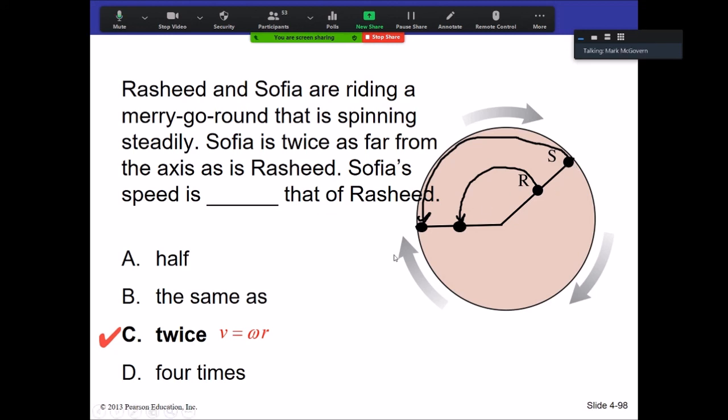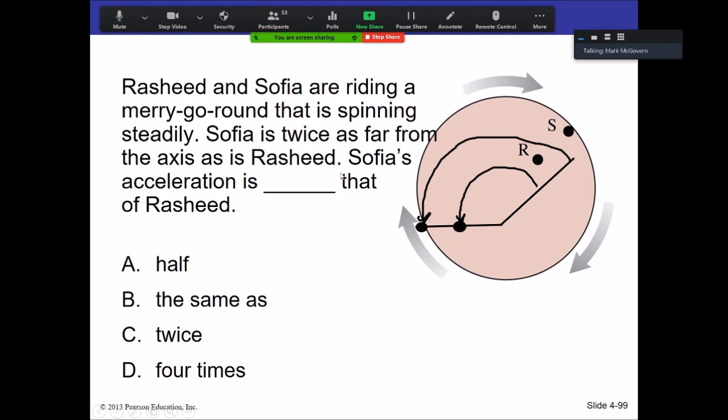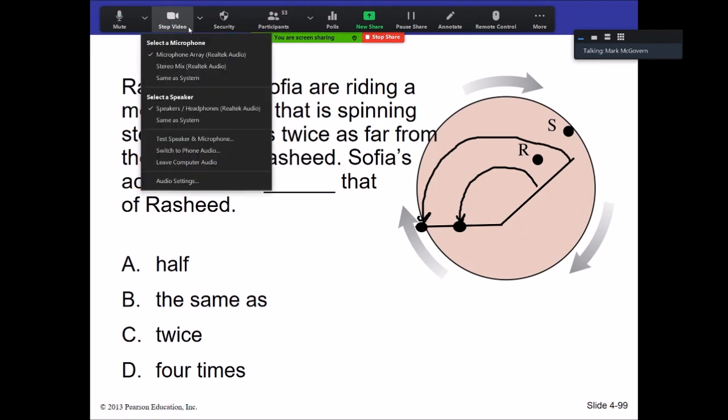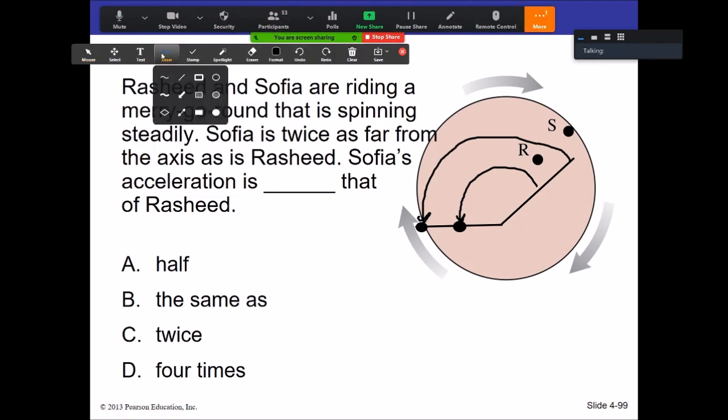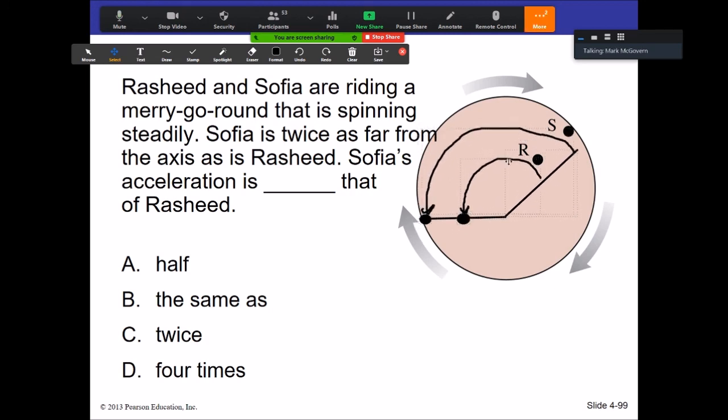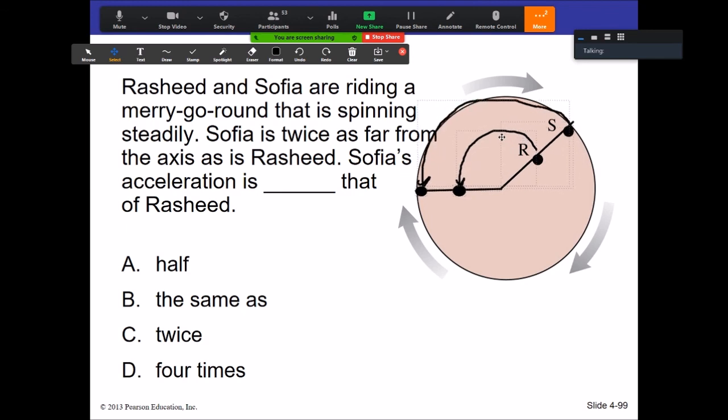There are other reasons too. But what's the acceleration of Sophia compared to Rashid? Same setup. What's the acceleration? You're going to love this. Whoa, what am I doing here? Here we go. Let's put this back together. That's okay.